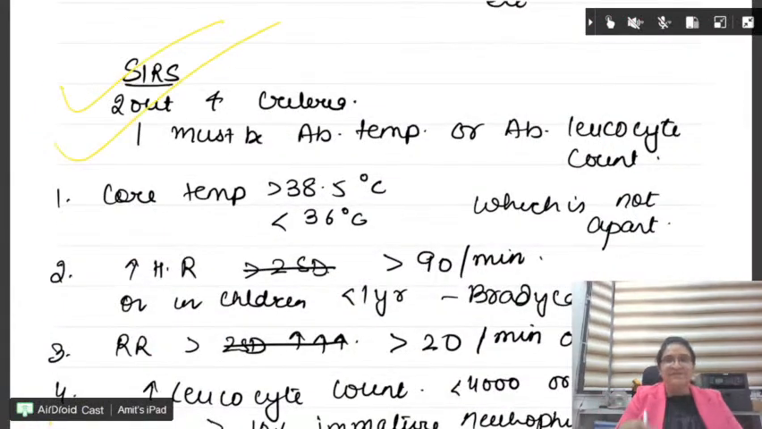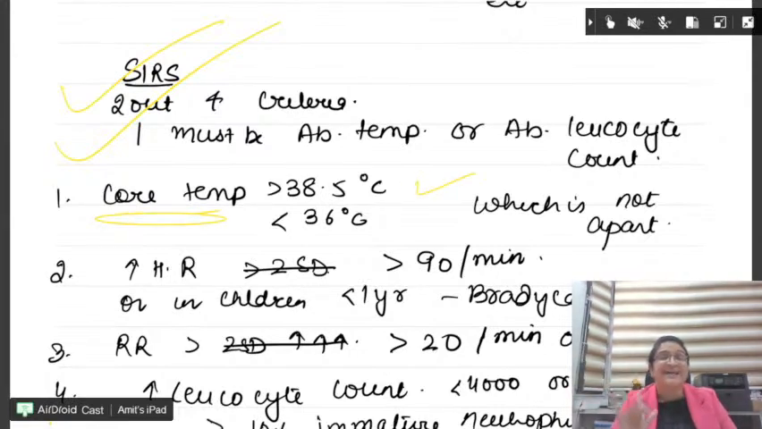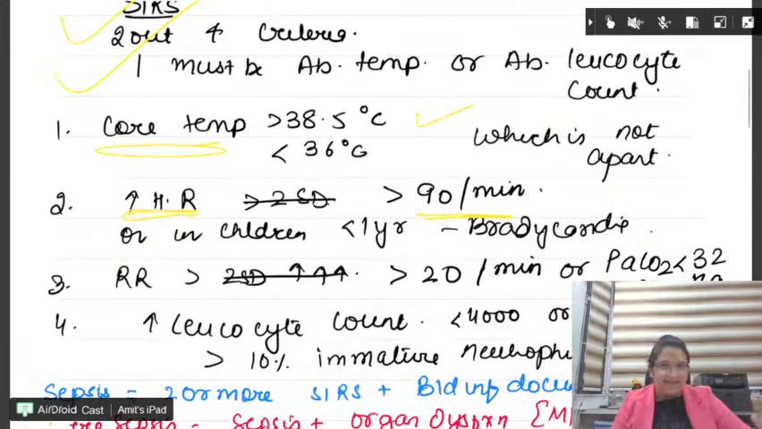This I have written first. Majorly questions have come on SIRS, so SIRS should be there. What is the full form of SIRS? Everyone knows it. Next, what is the criteria? Core temperature either more than 38, less than 36, or both. Increased heart rate more than 90 per minute. Second criteria: respiratory rate more than 20 per minute. Sometimes you will get PaCO2 less than 32.